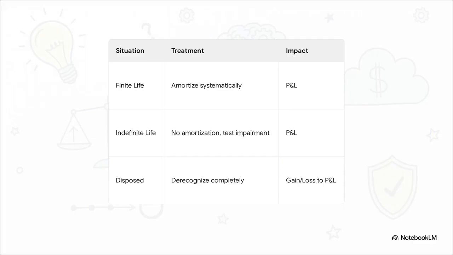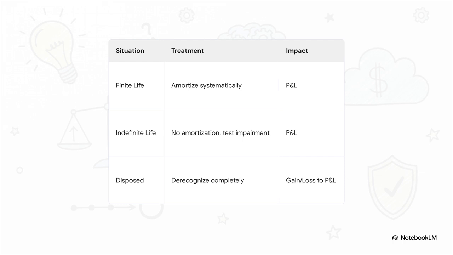So this logic gives us a critical matrix for subsequent measurement. If an asset has a finite useful life, then you amortize it systematically over that life. Where does that go? It hits the P&L as an expense, unless another standard says it gets absorbed into another asset's carrying amount. Now, if it has an indefinite useful life, then you do not amortize it. Instead, you have to test it for impairment annually. Where does that impairment go? Straight to the P&L as a loss.